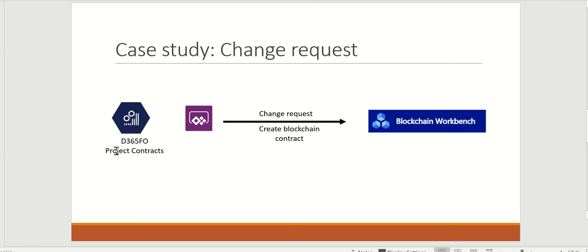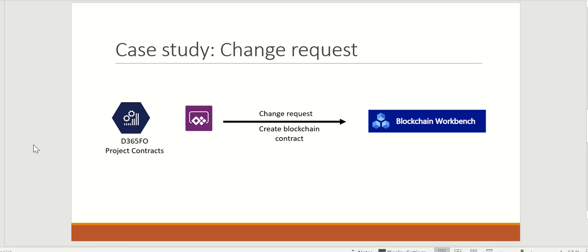I've used the project contract part of the ERP, and it's supposed that with a Power App, that as I said I haven't had time to do, it calls a Power Automate flow that is already working. That is going to create the change request that in fact is creating the blockchain contract in the workbench.